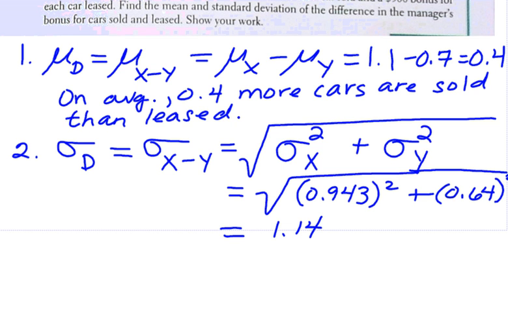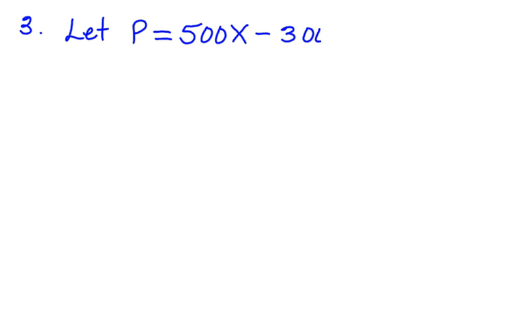The last question assumes the same bonus, $500 for each car sold, $300 for each car leased, and we want to find the mean and standard deviation of the difference in those. So I'll define a new variable. I'll just call it P, and we want P to be 500 for each car sold minus 300 for each car leased, and we're being asked for mu P and sigma P.